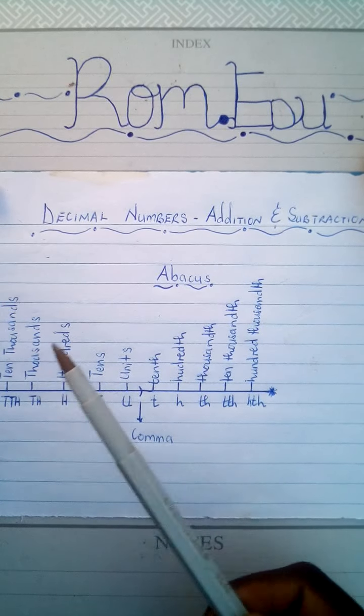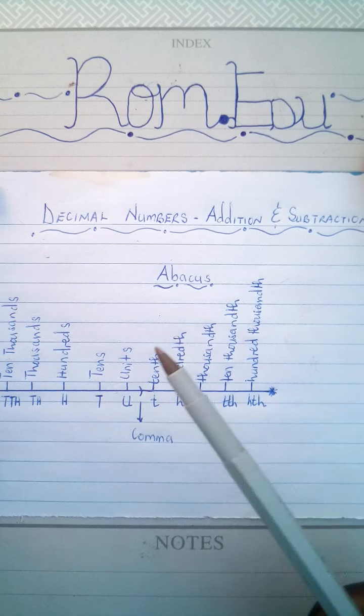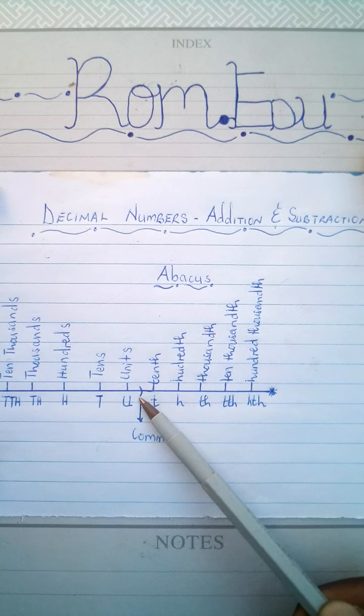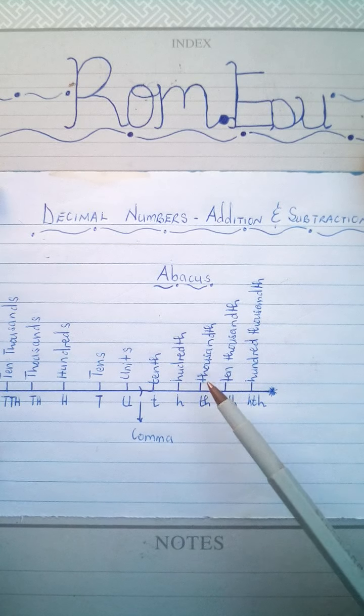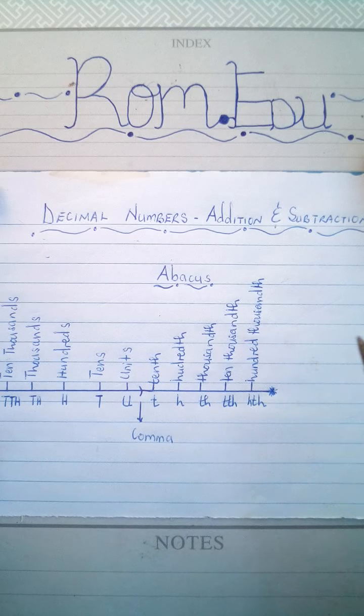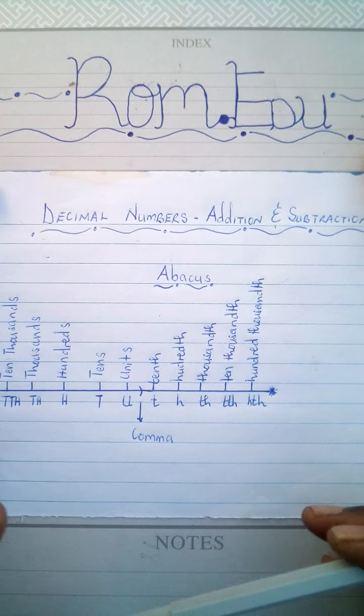we have the thousands, we have the 100,000s, we have the tens, we have the units, then we have our comma. Then after the comma, on the right side, we have the 10th, we have the 100th, we have the 1000th, the 10,000th, the 100,000th. Right. So this abacus is very important in showing us where each number is lying.